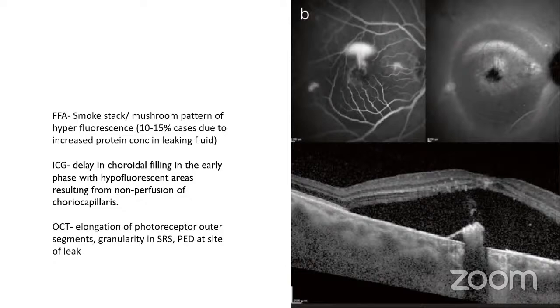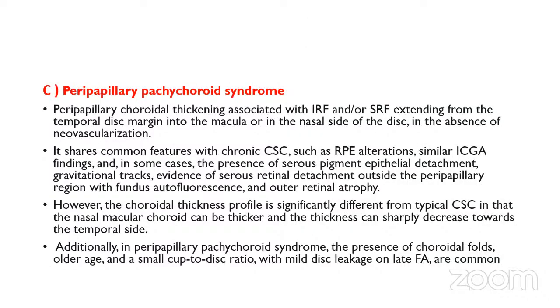Then the third entity is peripapillary pachychoroid syndrome, which is associated with IRF and/or SRF extending from the temporal disc margin into the macula, or on the nasal side of the disc, in the absence of any neovascularization. It shares common features with chronic CSCR, such as RPE alterations and similar ICG findings. In some cases, there is presence of serous pigment epithelial detachment, gravitational tracts, evidence of retinal detachment outside the peripapillary region with fundus autofluorescence, and outer retinal atrophy.